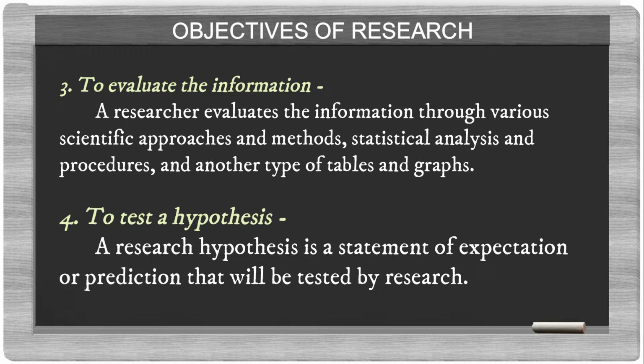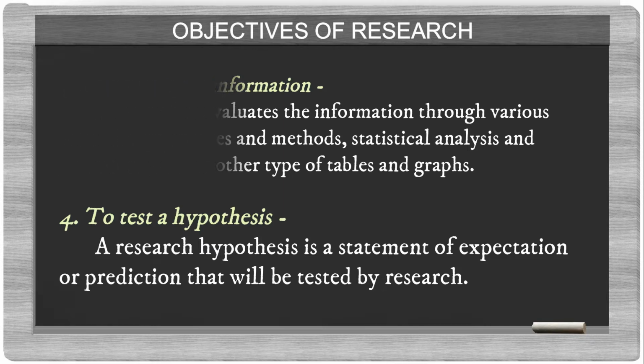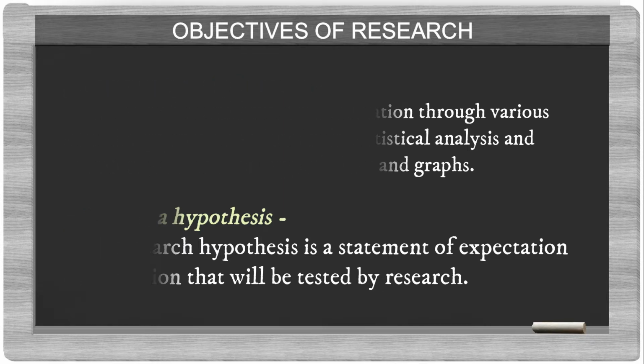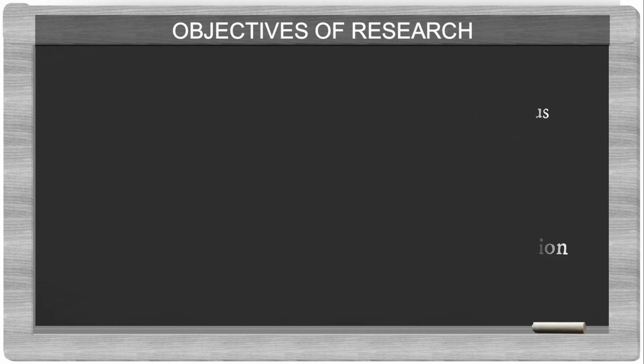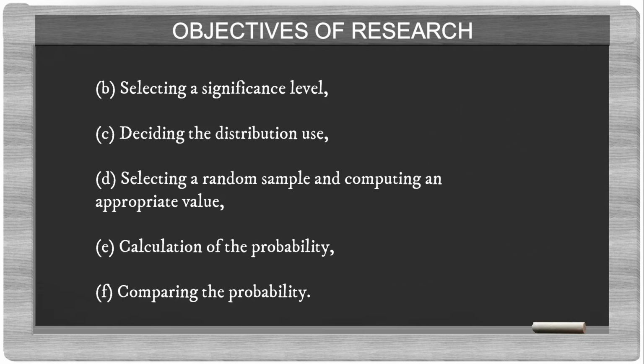Next is to test a hypothesis. A research hypothesis is a statement of expectation or prediction that will be tested by research. In this objective of the research, the researcher examines the causal relationship between the variables. The hypothesis testing study represents a number of actions like these terms.